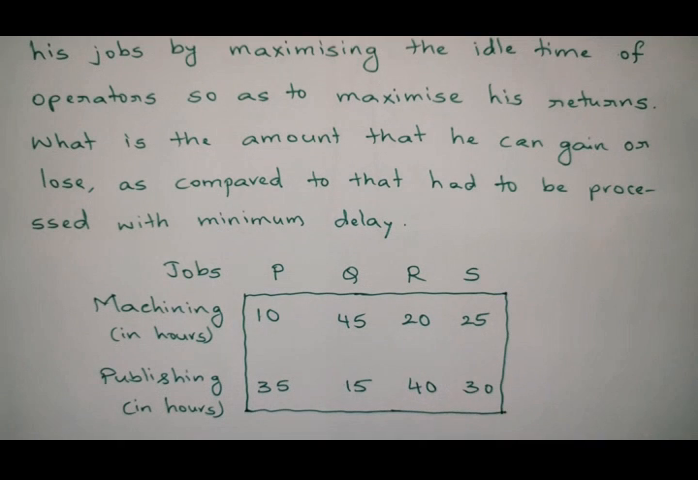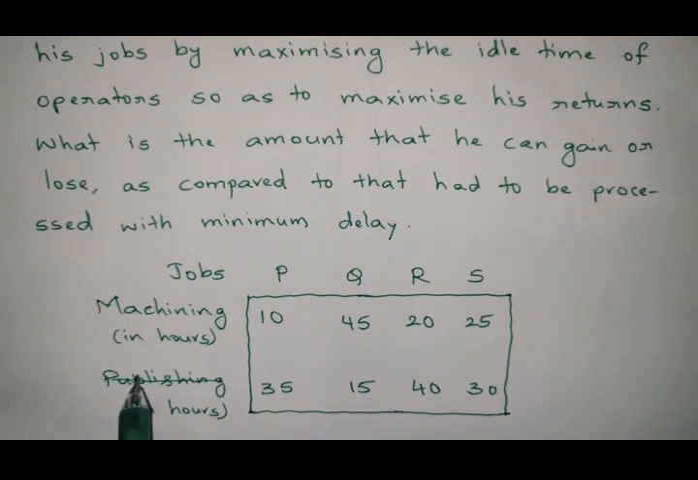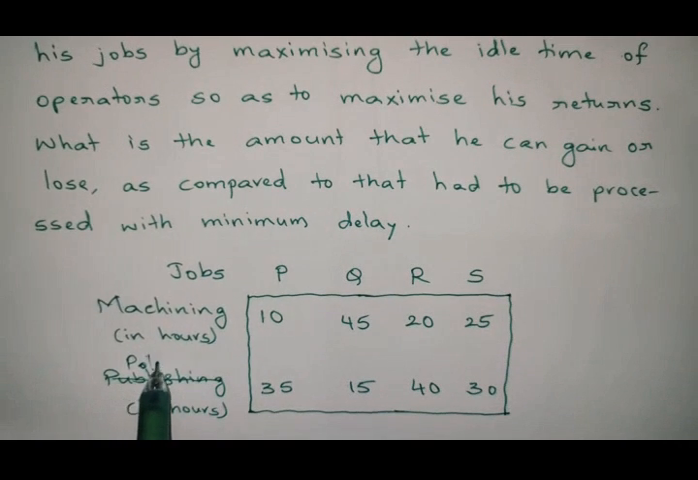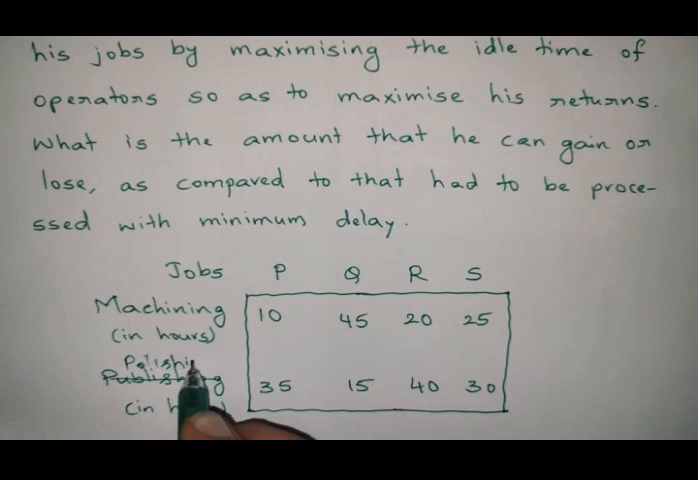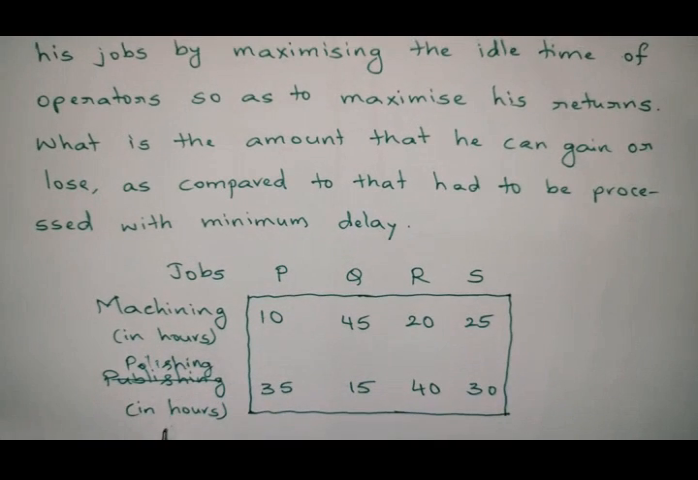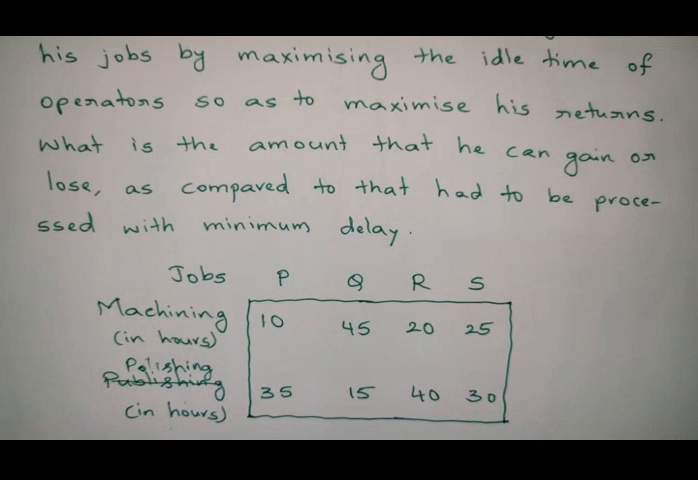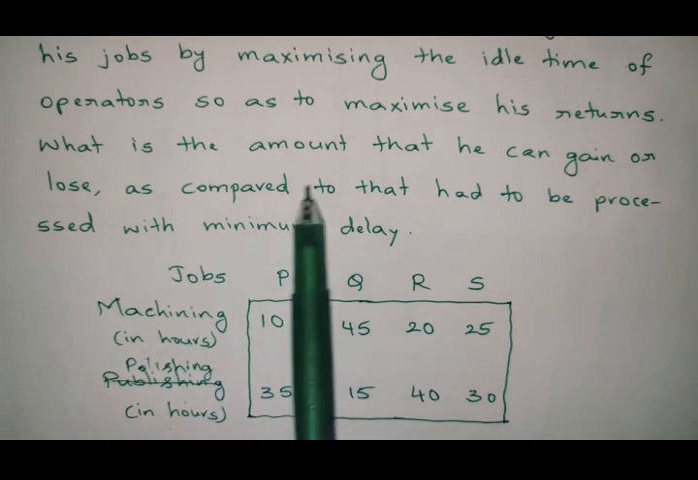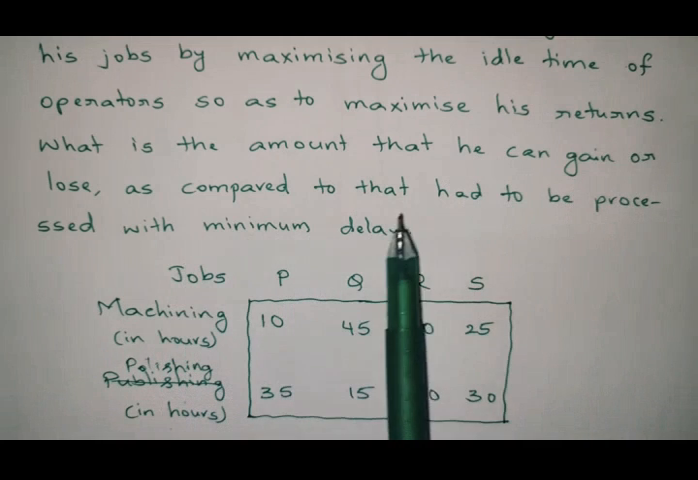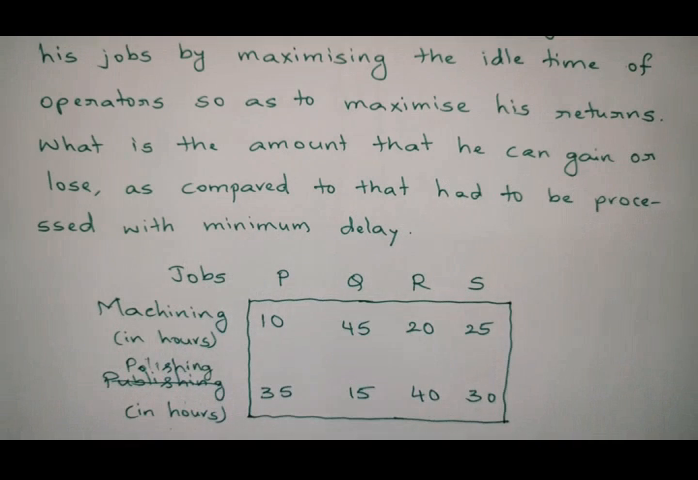The 2 operations are machining and polishing. Sorry, it is not publishing, it is polishing. These are the 2 operations, and their time estimates are given in hours. Now he is asking us to find the amount that he can gain or lose as compared to that had it been processed with a minimum delay.